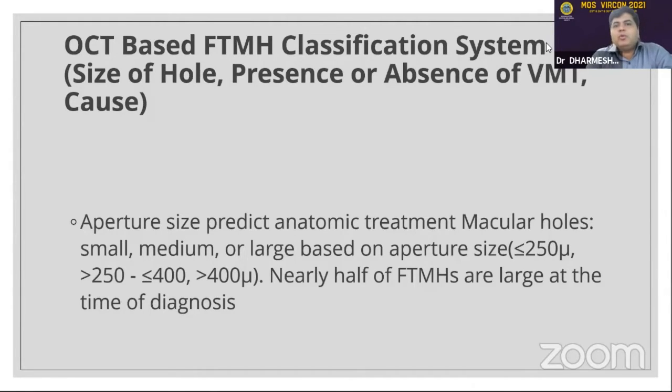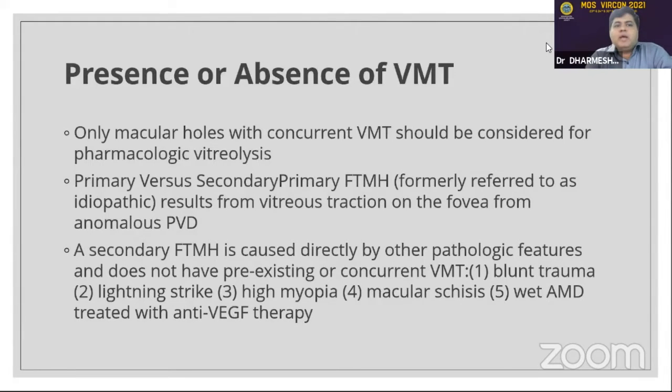Now, full thickness macular hole classification based on the OCT is as per the size of the hole, presence or absence of vitreomacular traction, and the cause. So aperture size is diagnosed as 250 micron, 250 to 400 micron, and more than 400 micron. So they are usually macular holes concurrent with associated vitreomacular traction. Then only can they be tried for pharmacological vitreolysis.